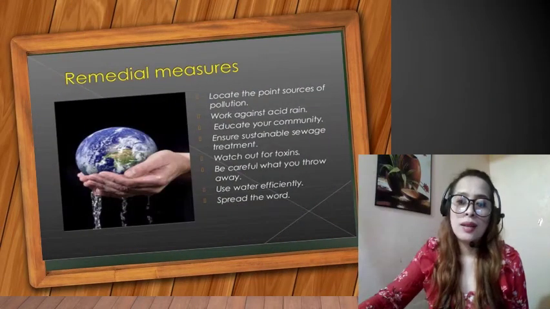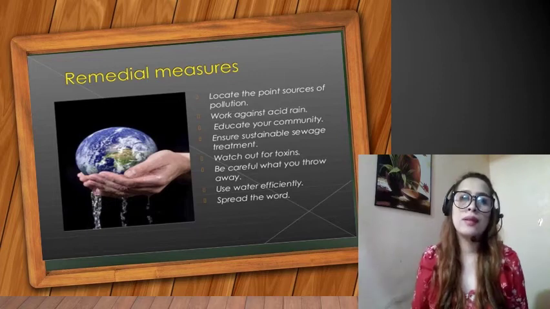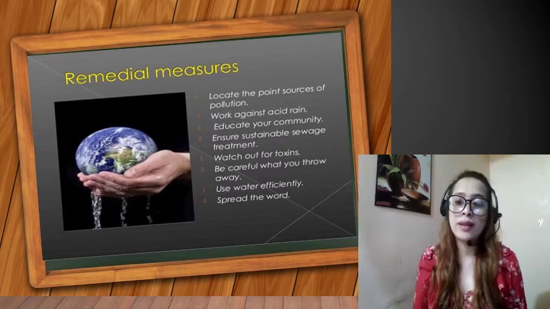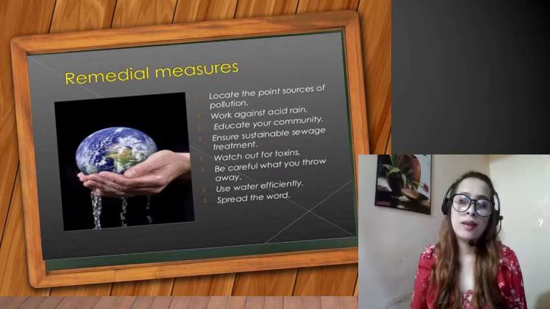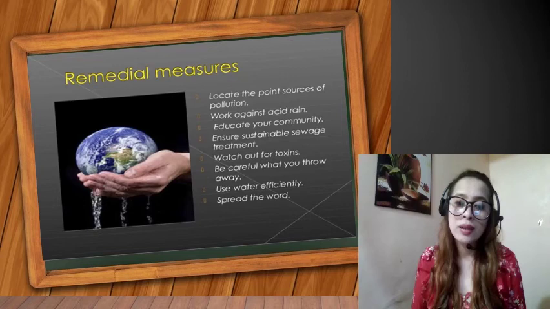So what are these remedial measures in order for us to save our fresh water? Locate the point sources of pollution. We'll have to work against acid rain and educate our community. Let us help rebuild our community in saving our water supply, and at the same time maintaining the good quality of our drinking water, and ensure sustainable sewage treatment.